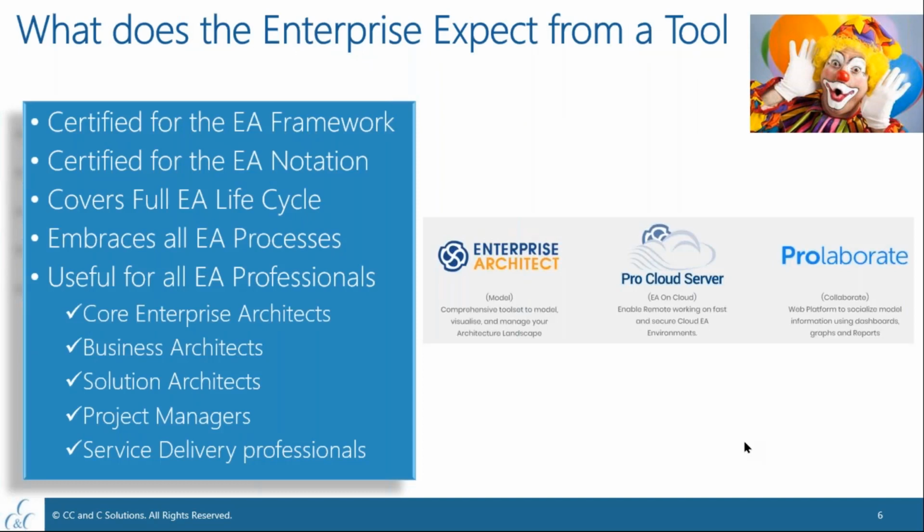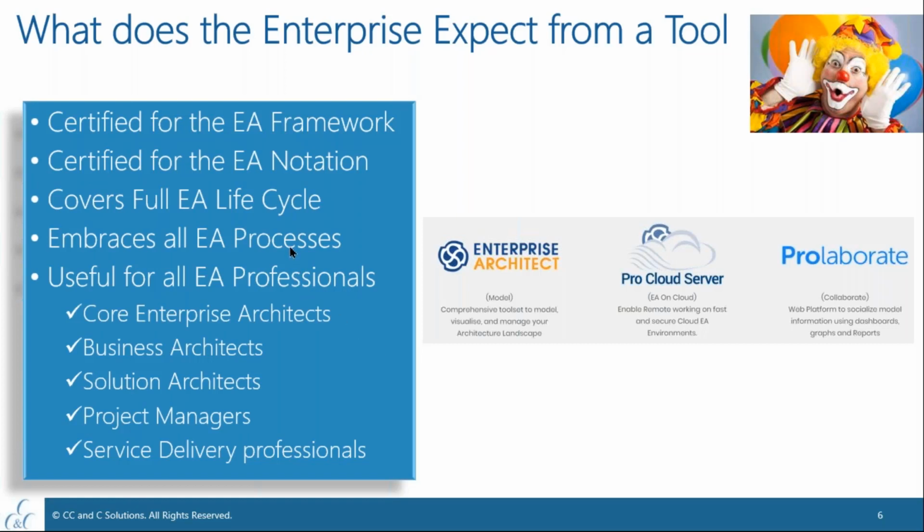So what does the enterprise expect from a tool? Let's look at each one of these elements in a little more detail. Sparx Enterprise Architect, with its products like ProCloud, Cloud Server, and Prolaborate, provide a comprehensive set of tools. So from an enterprise architecture perspective, what's expected is the tool should be certified for the EA framework. Whether it's used for BIAN or for TOGAF, it's good to have a certified tool. It's good to have a tool which is certified for the notation like ArchiMate. It should cover the entire EA life cycle, right from strategy all the way to implementation and service delivery.